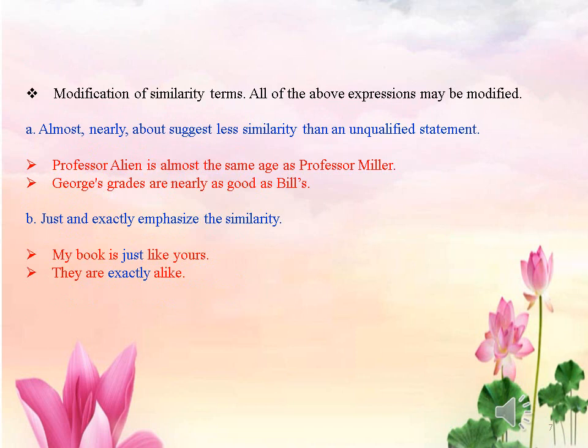Modification of similarity terms. All of the above expressions may be modified. A, almost, nearly, about suggests less similarity than an unqualified statement. Example, Professor Allen is almost the same age as Professor Miller. Example, George's grades are nearly as good as Bill's. B, just and exactly emphasize the similarity. Example, my book is just like yours. Example, they are exactly alike.